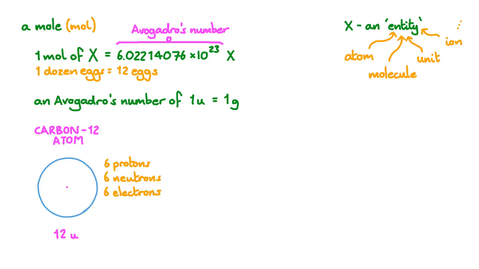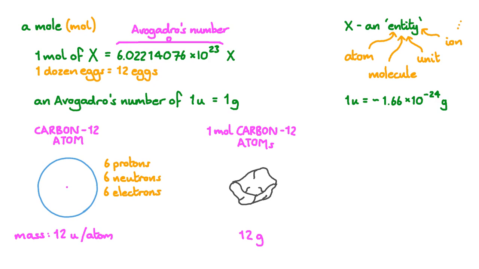An atom of carbon-12, that's an atom with 6 protons, 6 neutrons, and 6 electrons, has a mass of 12 unified atomic mass units exactly. You can express unified atomic mass units in grams if you want to, but 1 unified atomic mass unit is only about 1.66 times 10 to the negative 24 grams. So to keep things simple, we can use unified atomic mass units and say that the mass for carbon-12 is 12 u per atom. 1 mole's worth of carbon-12 has a mass of 12 grams.